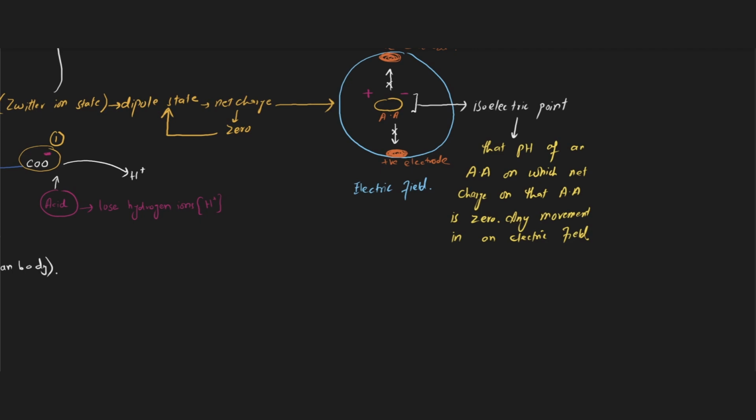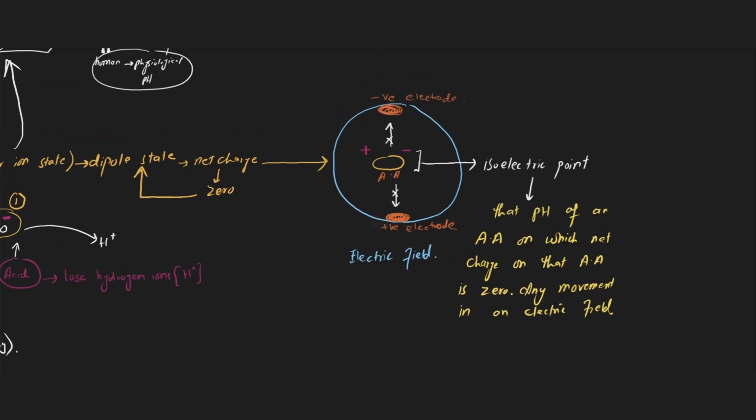Now let's talk about the two other scenarios. I have already discussed that this particular state, in which the amino acid doesn't show any movement in the electric field, that pH of the amino acid is called the isoelectric point. But it means that there is not any proper fixed pH for each amino acid at which it doesn't show any movement.